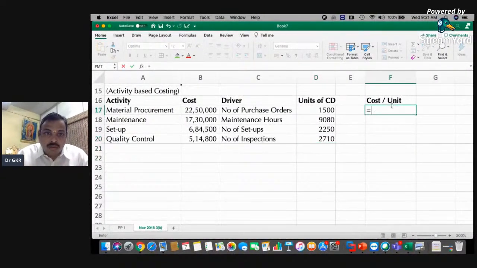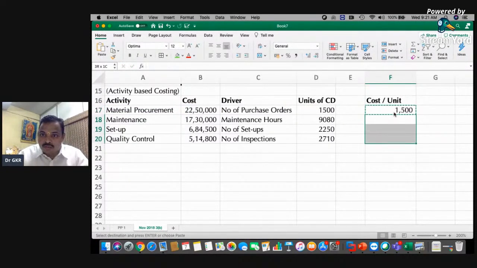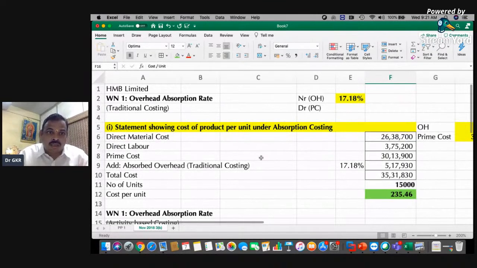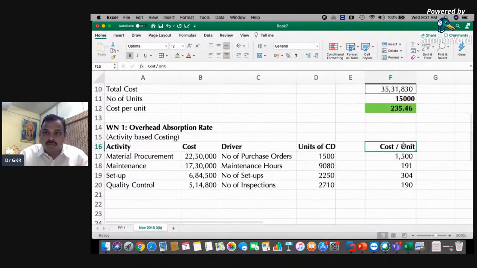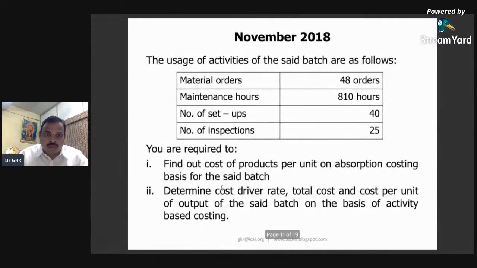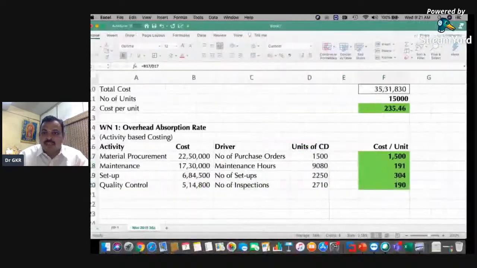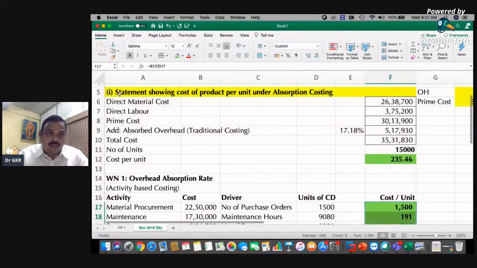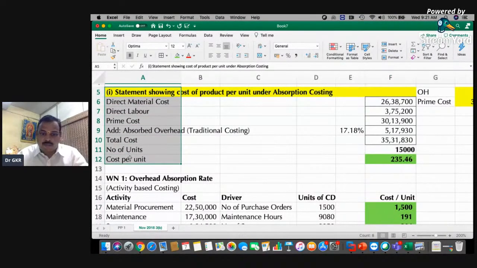Cost per unit: 22,50,000 divided by 1,500, so 1,500 rupees per unit. This is your absorption rate. Here you have got the overhead absorption rate per unit. So this is your answer. What is your cost driver rate? This is your cost driver rate. What is your total cost? That I am going to find using this.